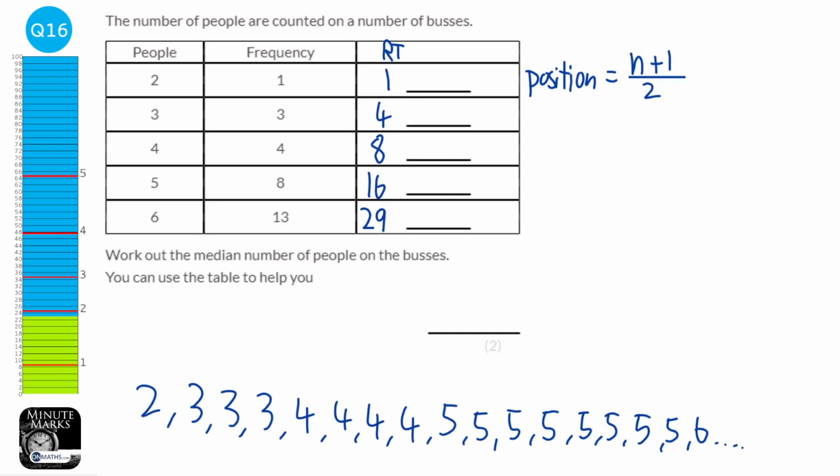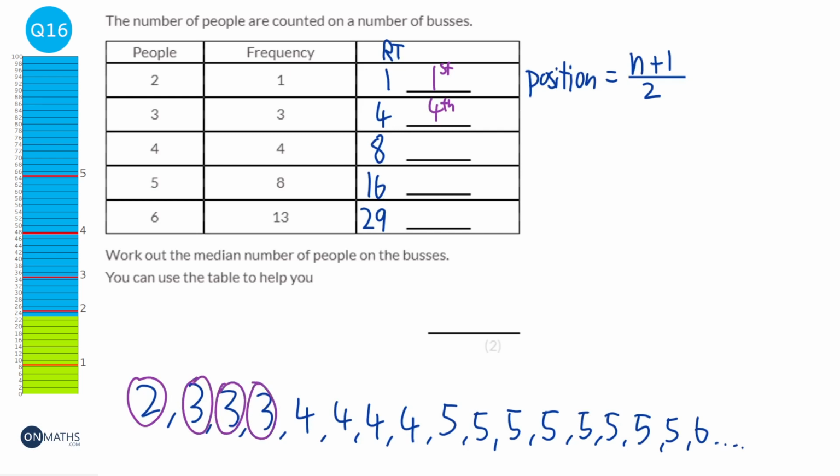Now, we use the running total because the running total shows us where the last number is in that group. So this shows us that the first number is the last number that is a 2, which is true, we can see it here. This 4 shows us that the fourth number is the last number that's a 3, so let's check that. 1, 2, 3, 4, it works.